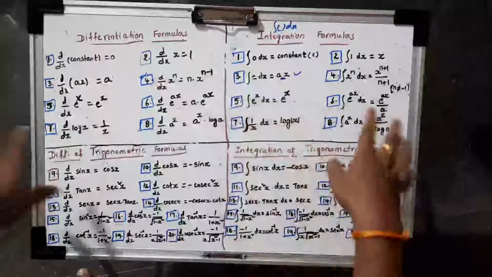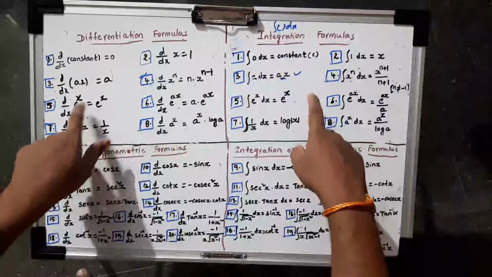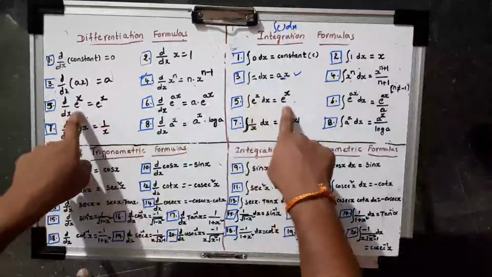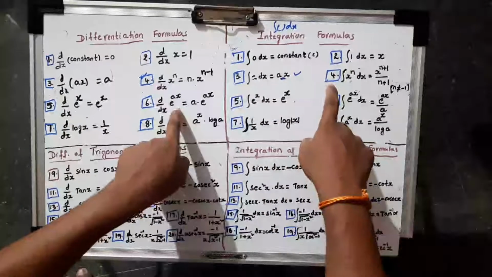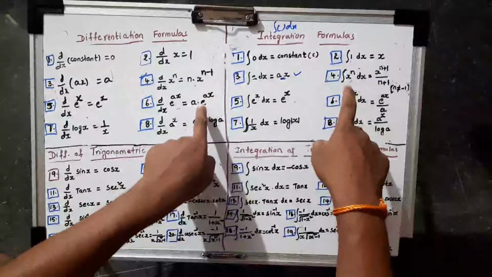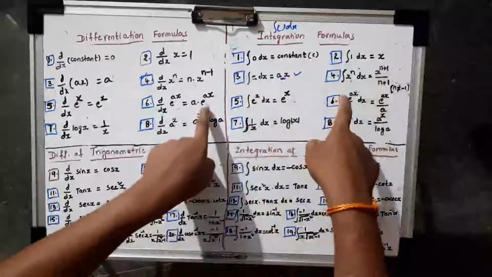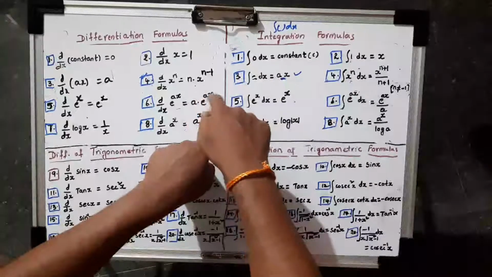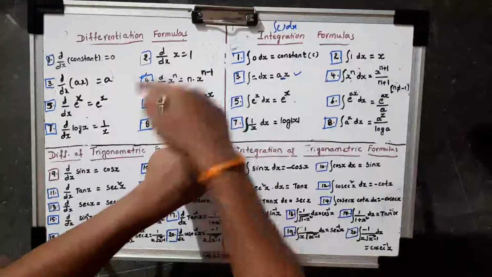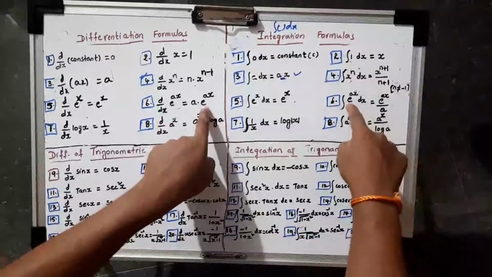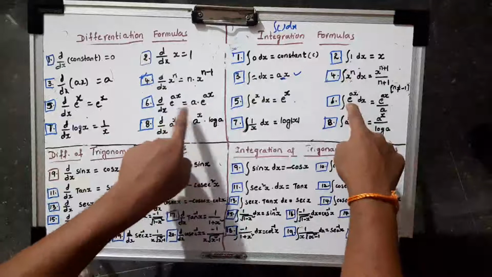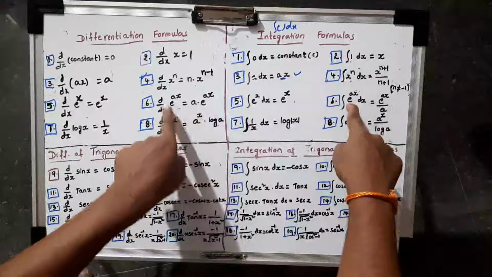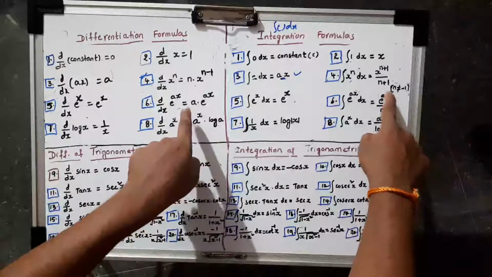Similarly, if you observe carefully, e power x derivation is e power x. E power x integration is e power x. See here, e power ax derivation is a e power ax. Now from the integration point of view, for e power ax integration, don't take this a. Why? Because in terminology this a goes to the left side. If you want to shift this a, it goes to the denominator. That's why we got the answer e power x by a.